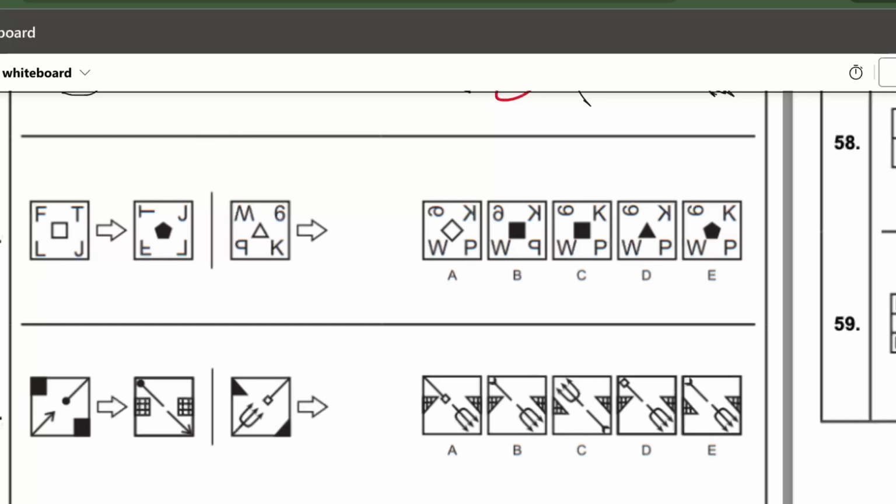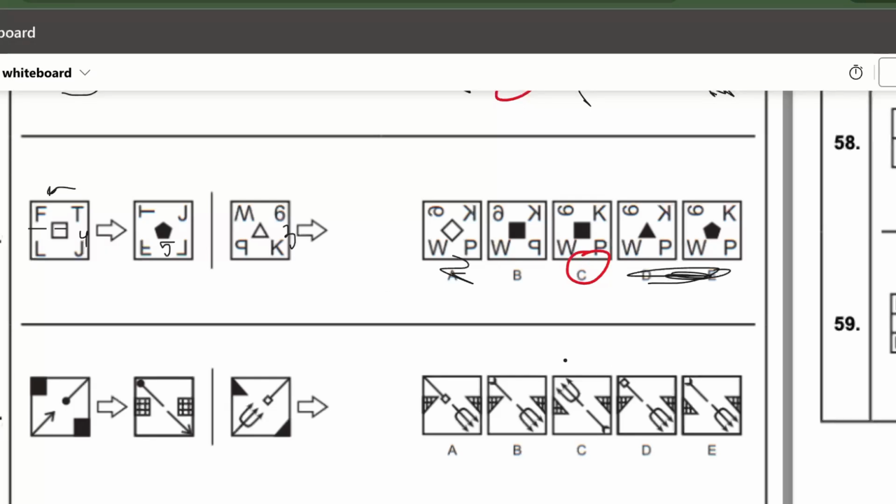Question number 53. We have the F does a horizontal reflection, which means the W is going to do a horizontal reflection, which is the same case in all of them. And then if it's 4 sides here, we're going to add 1 to do 5 sides. If it's 3 sides here, we're going to add 1 to do 4 sides. So we can cross these out, and then this T is going to rotate 90 degrees anti-clockwise. Over there, this 6 is going to rotate 90 degrees anti-clockwise to be C.